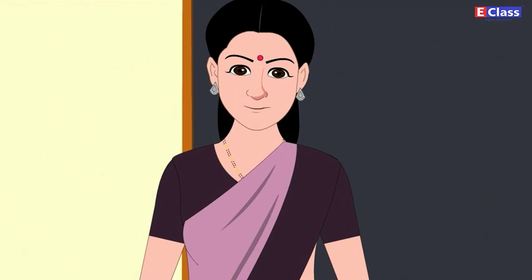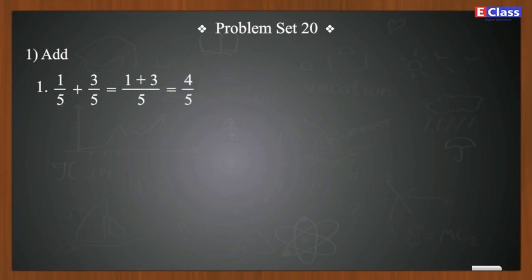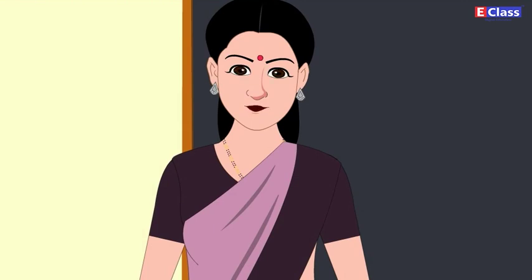Dear students, now we will solve the problem set 20. So, let's solve the first problem. 1. Add. 1. 1 upon 5 plus 3 upon 5 is equal to 1 plus 3 upon 5, which is equal to 4 upon 5. 2. 2 upon 7 plus 4 upon 7 is equal to 2 plus 4 upon 7, which is equal to 6 upon 7. Here, I have solved 2 sub-questions of the first problem as an example. Now, you have to solve the remaining sub-questions.